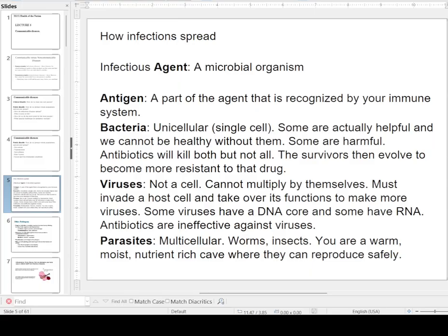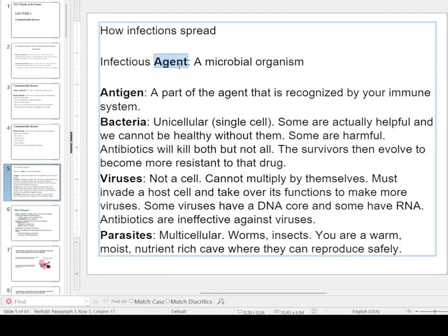This is slightly different from the word antigen. If the agent is the microbe, the germ, the virus, the bacteria that must be present for the infection to actually happen, then the antigen is the part of that microbe that your immune system recognizes. And that's an important difference because it's the antigen that stimulates the immune response.